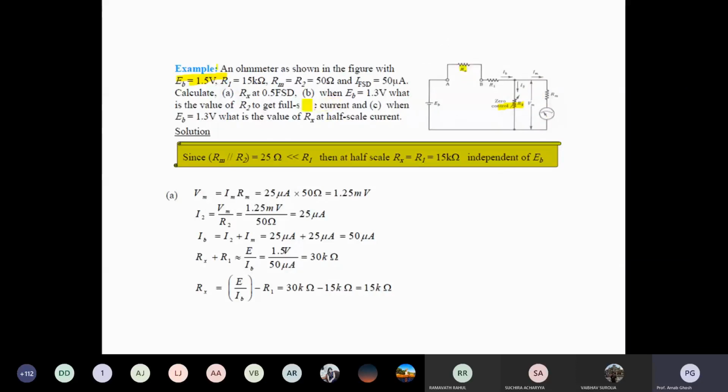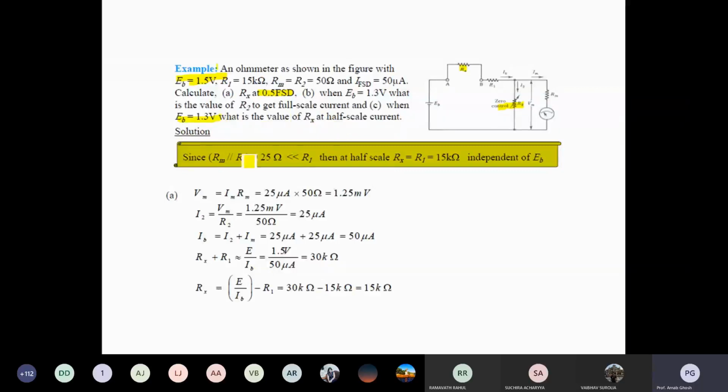Second condition, EB equals 1.3 volt. We need to find the value of R2 to get the full scale current, and, when EB equals 1.3 volt, the value of Rx at half scale current. Since Rm parallel R2 equals 25 ohm, it is less than R1.